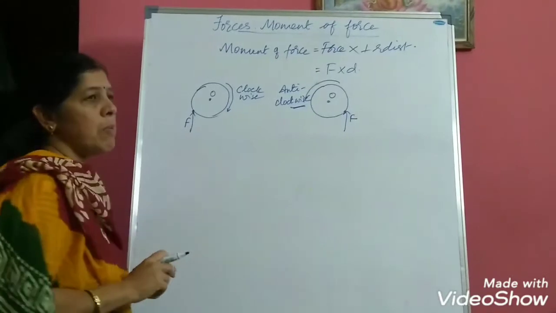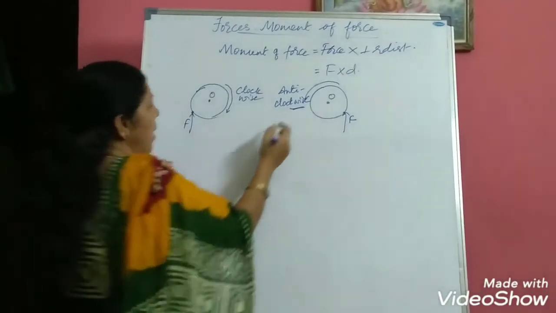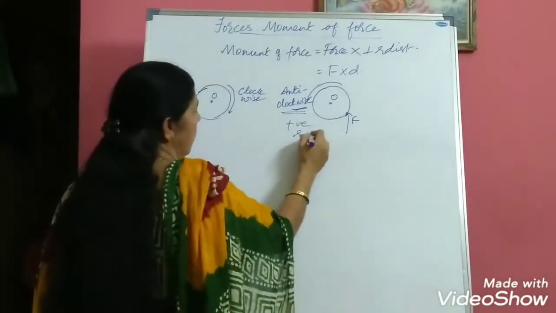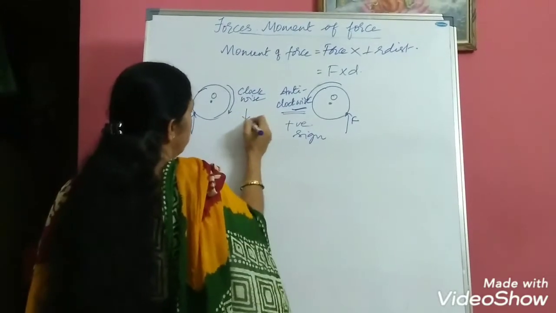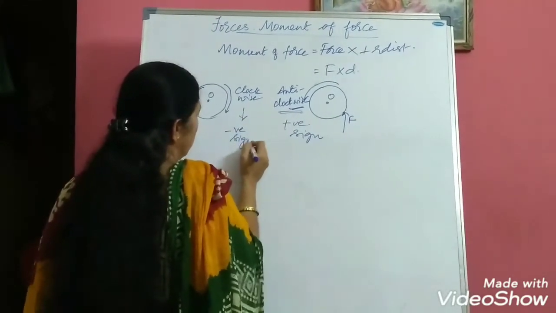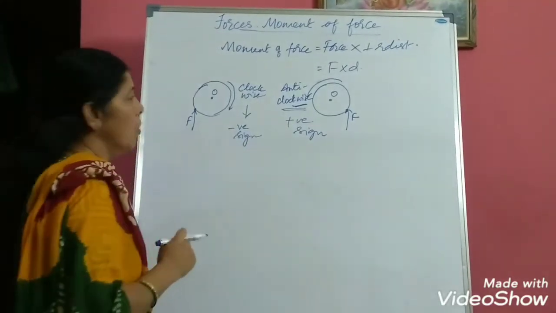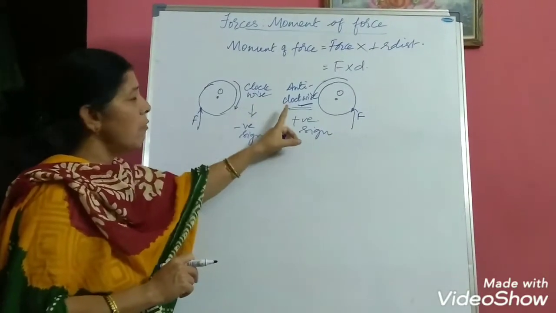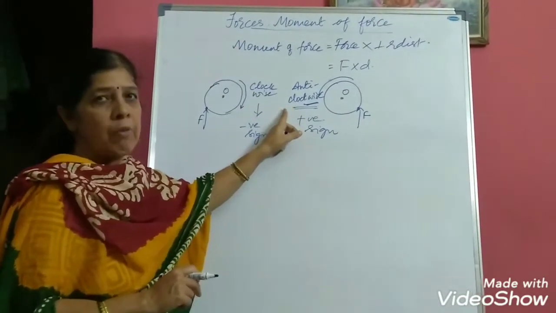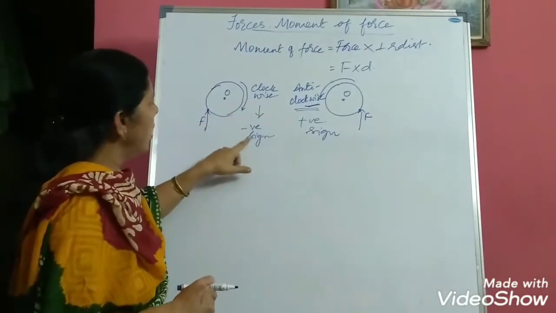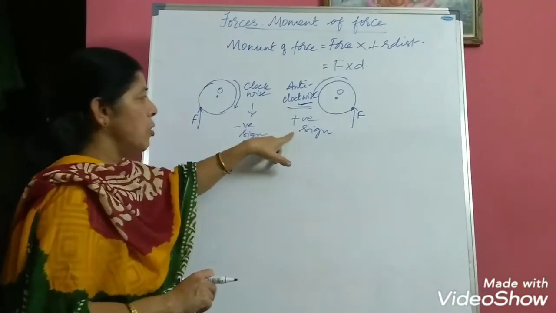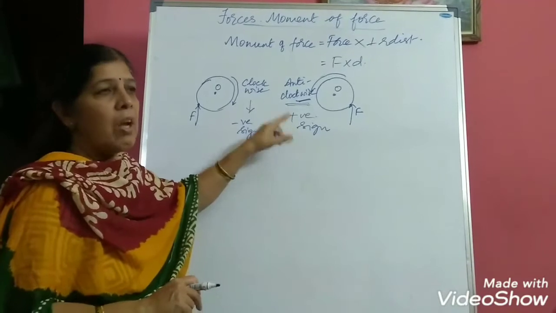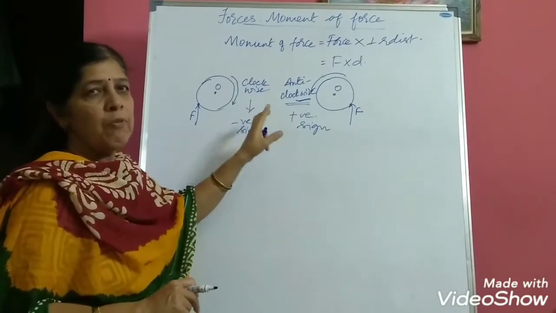Whenever we solve problems on moment of force, we must remember that anti-clockwise moment should always be taken with a positive sign, and clockwise moment should be taken with a negative sign. Wherever you have two forces acting, one force may make the body rotate clockwise and another may make it rotate anti-clockwise. In such cases, clockwise moments are taken with negative sign and anti-clockwise moments with positive sign. This is the convention which has to be followed. Now we shall solve two problems on moment of force.